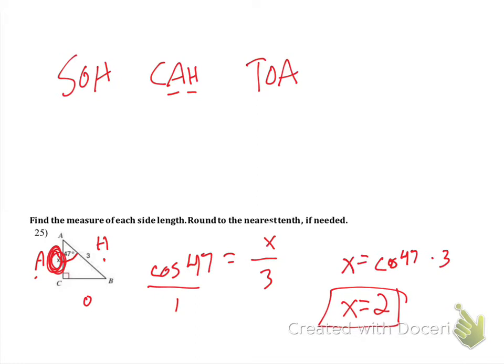So again, on this one, after labeling everything, I was given this 47, so that's where this comes in. Then I knew that I had the hypotenuse, and I'm looking for the adjacent. So I have adjacent and hypotenuse, and that's cosine. So that's how I got cosine 47 is equal to x over 3, the adjacent over the hypotenuse. I cross multiplied, and I got x is equal to 2.